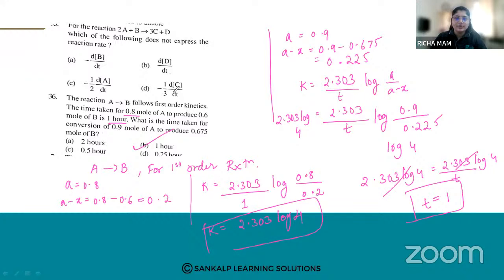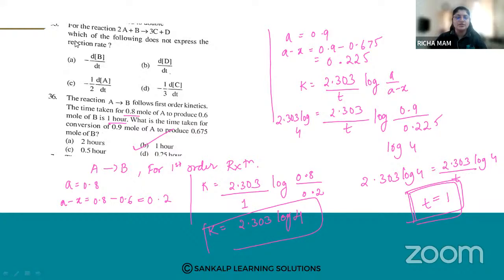Are you getting the same? The answer should come as 1. Here 2.303 log of 4 is multiplying, and here it is a division. So this will go and multiply here, and this is divide. So 2.303 into this will be 1. So T is equal to 1, so it is 1 hour. Understood? So it is option number B. Is it clear? Simple calculation. Here we substituted K, the rate constant from the first reaction, and then got the answer.